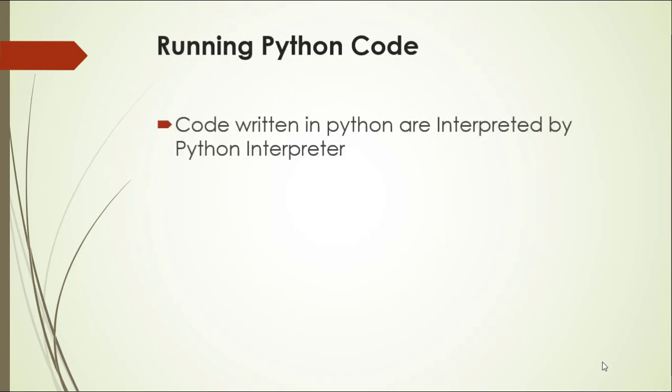Now we'll come to the point of how Python runs its code. Code that we write in Python has to be interpreted by a special program known as the Python interpreter, which we will have to install before we can code, test and execute our Python program. We will look at how to install the Python interpreter in the next video.